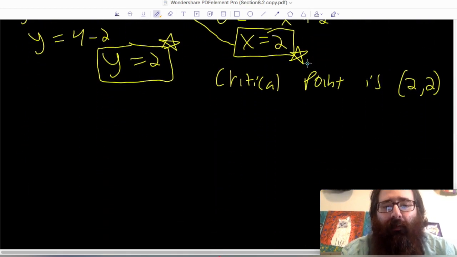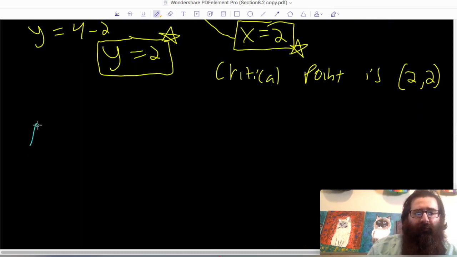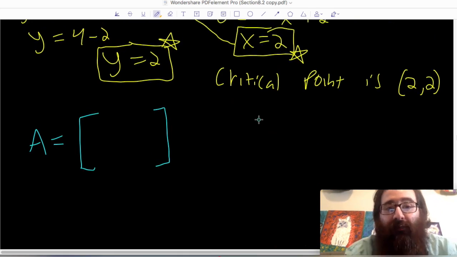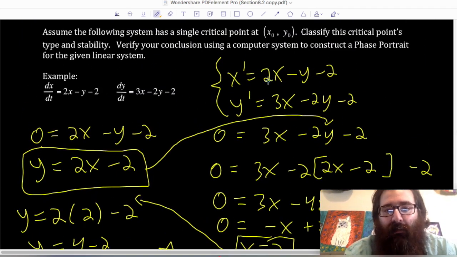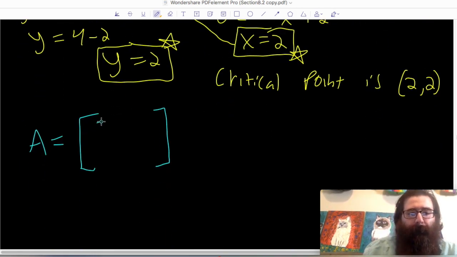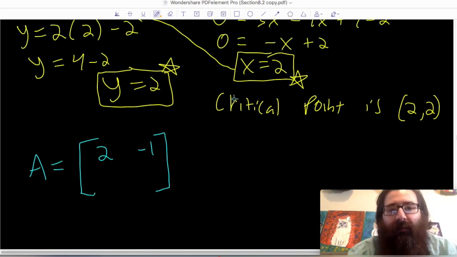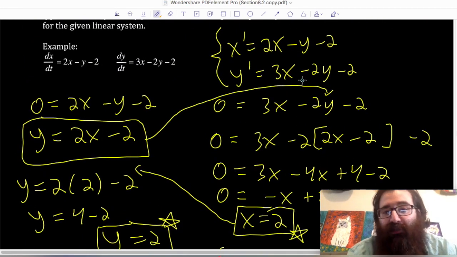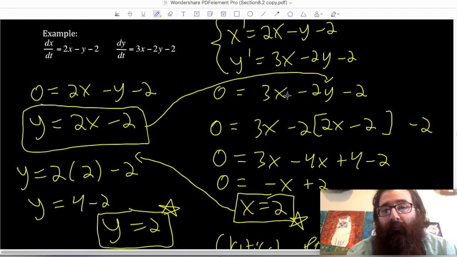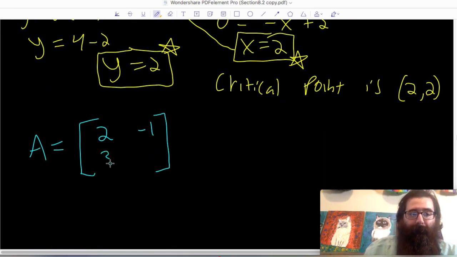But first, let me build that coefficient matrix, just so we have it written down. We call it that for a reason. It's just a coefficient matrix, meaning I still just take those coefficients. So I have 2x minus 1y, and we ignore that negative 2. So for that top row we write down 2, negative 1. Same idea for y prime. It seems kind of a shame, but we just ignore this trailing constant. We write the 3 from the 3x and the negative 2 from the negative 2y. And this is what we're going to work with.